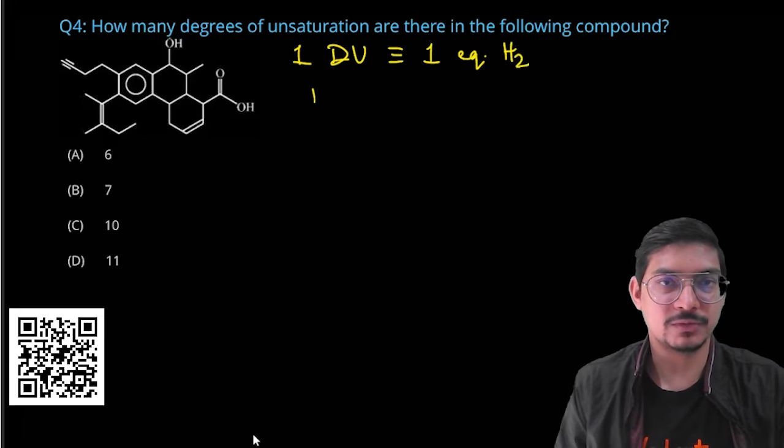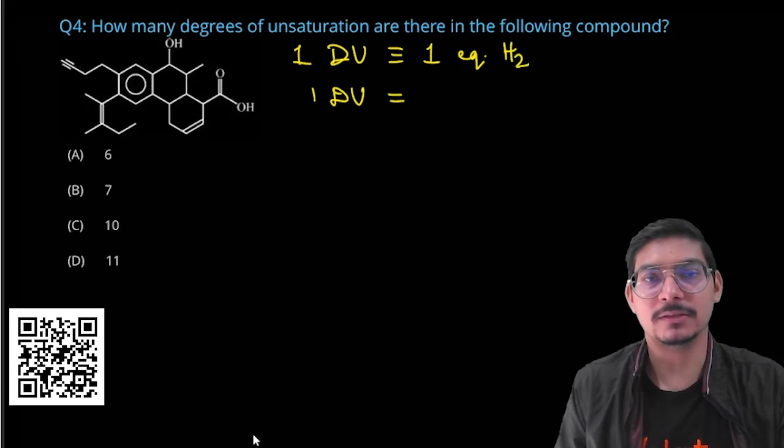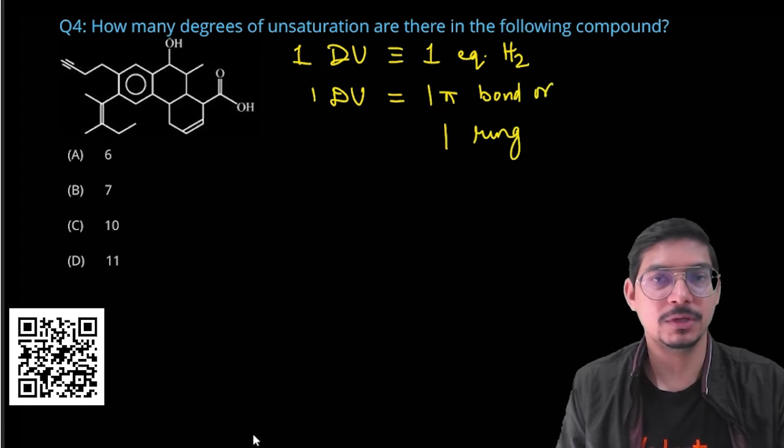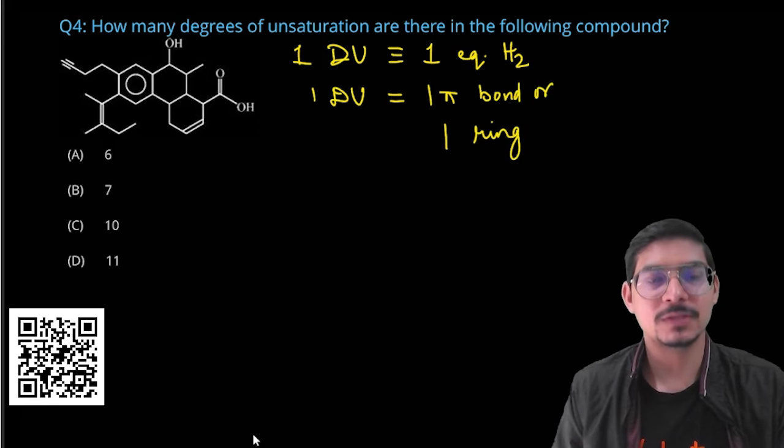And 1 degree of unsaturation means that either there is one pi bond in the molecule or there is one ring in the molecule. So if the degree of unsaturation is 1, the compound either contains a pi bond or a ring. Similarly, if the degree of unsaturation is 2, there could be 2 pi bonds, 2 rings, or 1 ring and 1 pi bond.